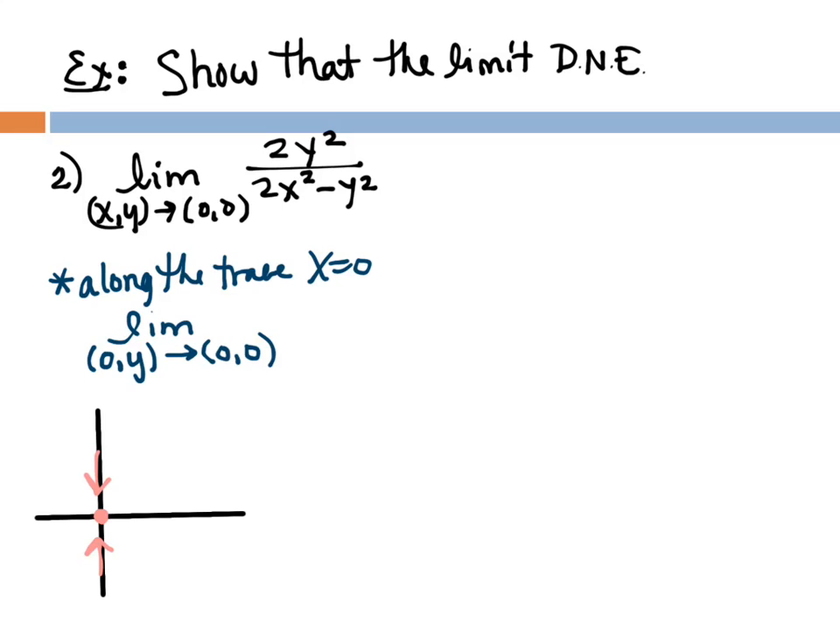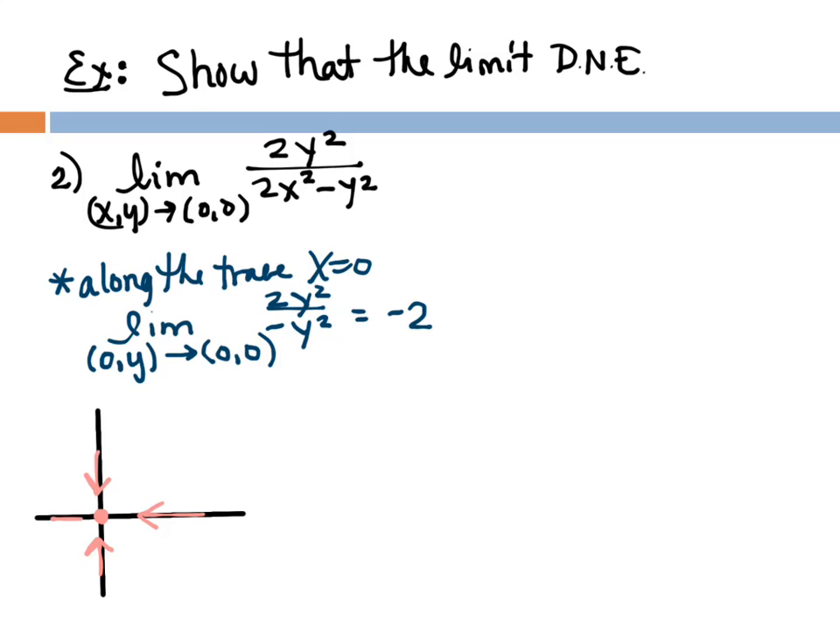So in terms of our equation, what that means is that I have 2y squared over negative y squared, because x is in fact 0, right? So I can just put the 0 in for x. That is the function value itself. And then notice that this does in fact have the ability to simplify now, right? What does this become? This value is negative 2. So along the trace where x is equal to 0, the limit value is negative 2. So far so good?